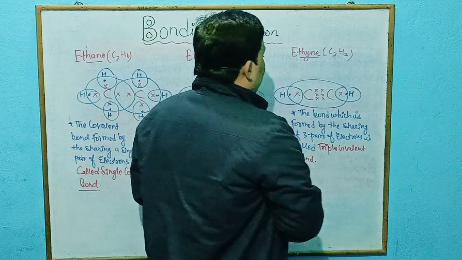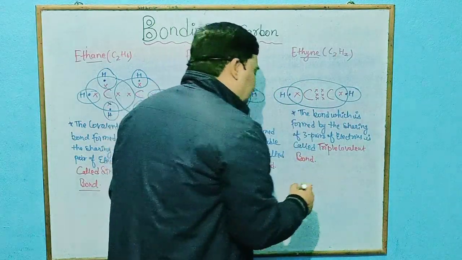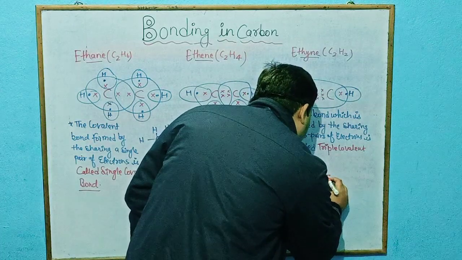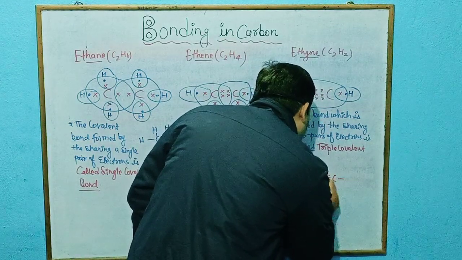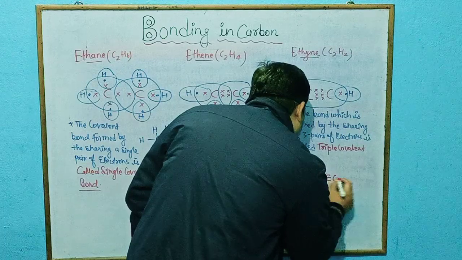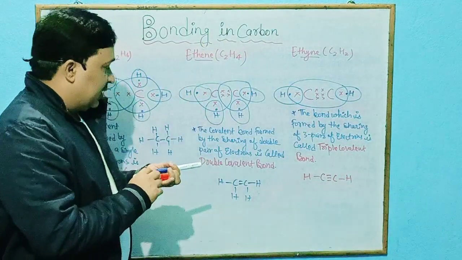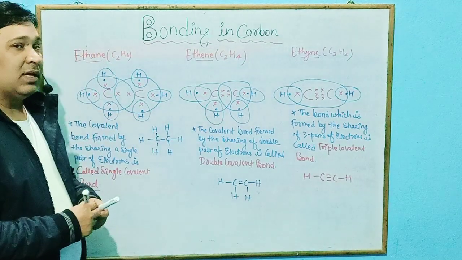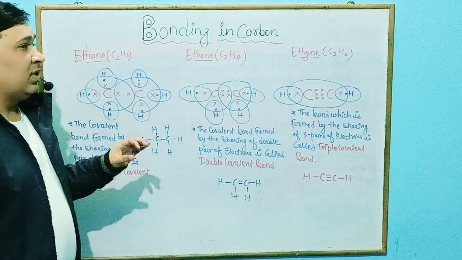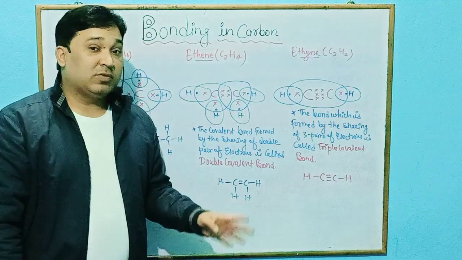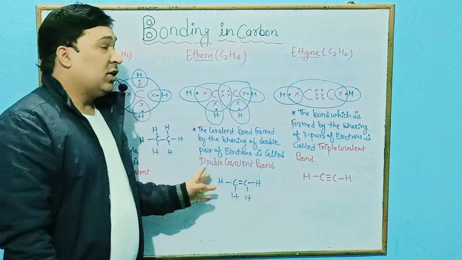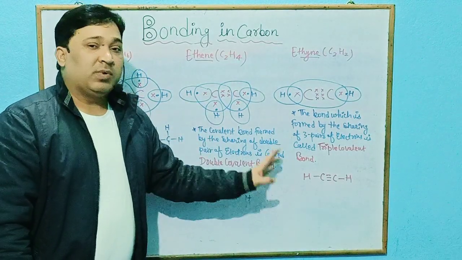Right. So in ethyne, carbon atoms are bonded by triple covalent bond and carbon hydrogen bonded by single covalent bond. So in these three examples, we have not only understood how mutual sharing of electrons takes place, but we have also understood the types of covalent bond, that is single covalent bond, double covalent bond, and triple covalent bond.